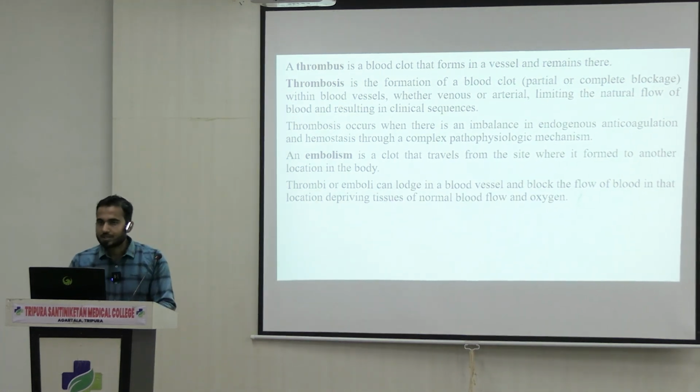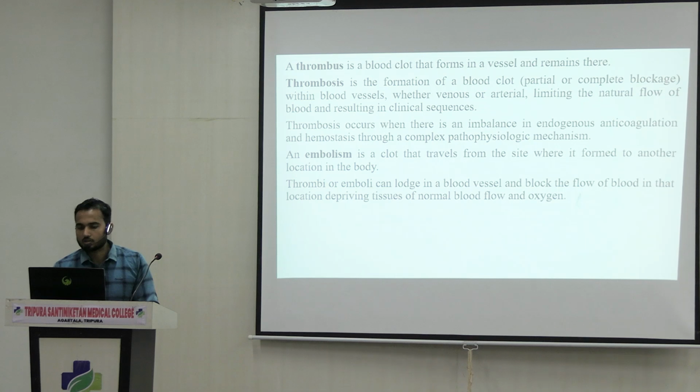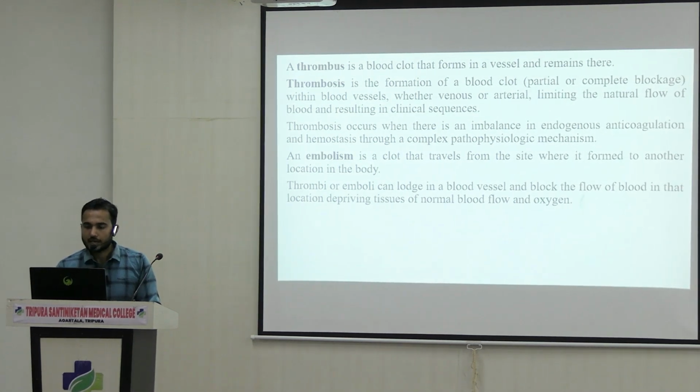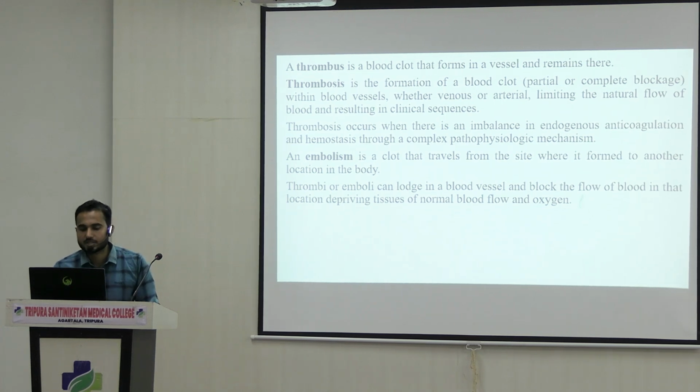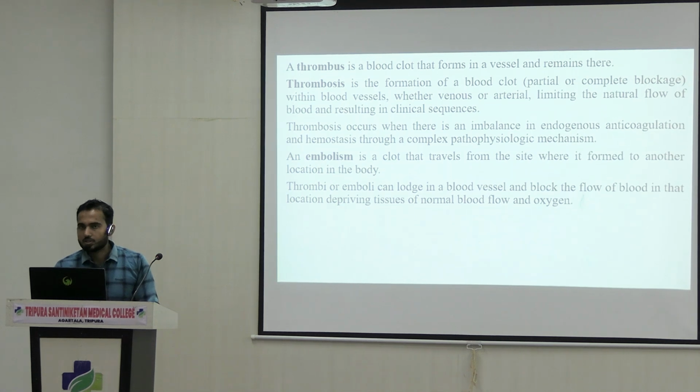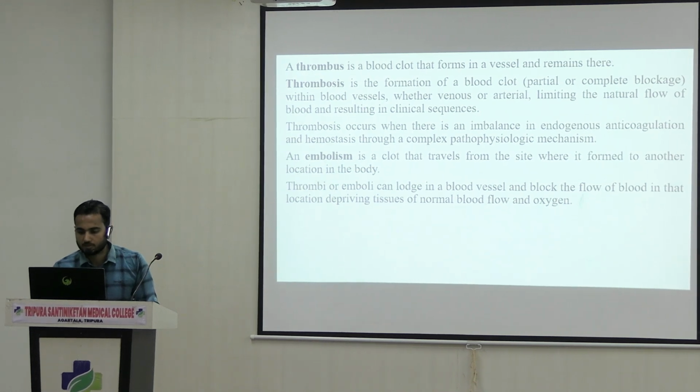So what is thrombus? It is a blood clot that forms in a blood vessel and remains over there. That is the thrombus. And the process of formation of the thrombus is called thrombosis. Okay. And what is embolism? That is a clot that travels from one location to another location of the body, that is the embolism.